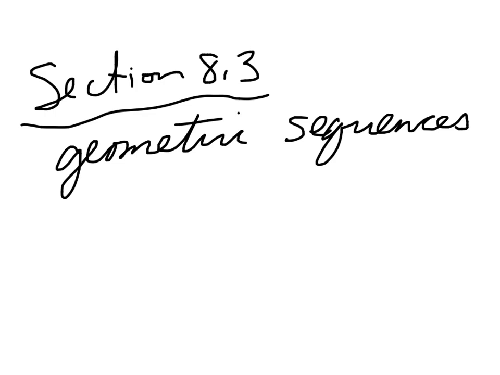But anyway, this is on geometric sequences, and what a geometric sequence is compared to an arithmetic sequence. Arithmetic sequences add or subtract the same number every time. Geometric sequences are going to multiply or divide by the same number every time. The formula for geometric sequences is a sub n equals a1 times r to the n minus 1.